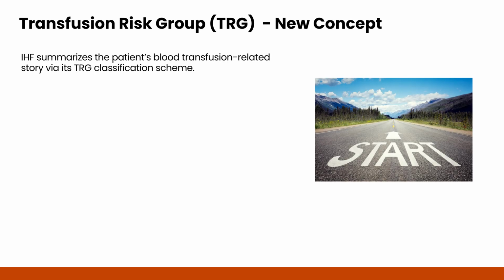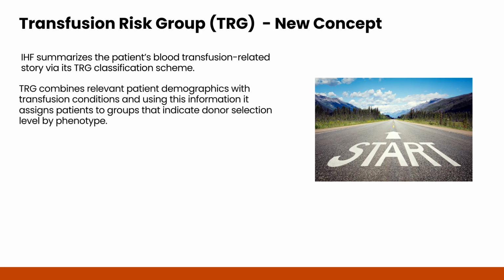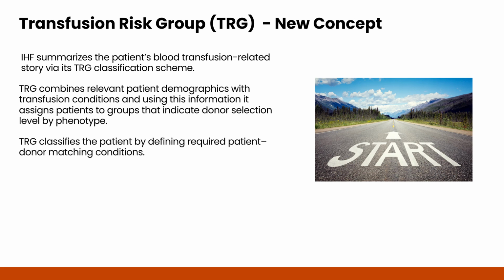TRG, new concept. What is this new mechanism called TRG designed for? IHF summarizes the patient's blood transfusion-related story via its TRG classification scheme. TRG combines relevant patient demographics with transfusion conditions, and using this information, it assigns patients to groups that indicate donor selection level by phenotype. TRG classifies the patient by defining required patient-donor matching conditions.